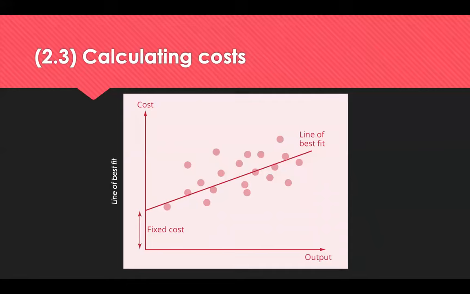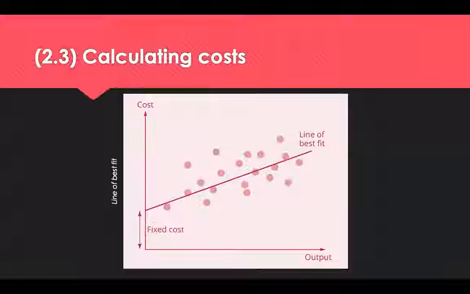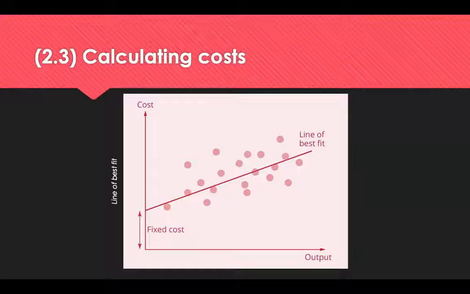So obtain costs and output values from a number of similar organisations, then plot them on a graph to find the line of best fit. This is the line that goes approximately through the middle of the data points. The point where the line of best fit crosses the y-axis, where the output is 0, is the probable value of fixed costs for the industry. The slope of the line of best fit is the approximate variable cost of the industry. So you can take a point at the right-hand end of the line of best fit and note its costs and output levels.